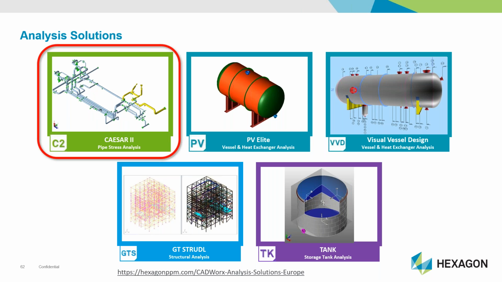Now we offer Caesar 2, a pipe stress analysis solution to do this. And similarly, for the analysis of pressure equipment, we offer PV Elite and Visual Vessel Design. For the analysis of steel structures, GT STRUDL, and for the analysis of storage tanks, TANK. You can find more information on our website if you wish to visit the link at the bottom of the screen.